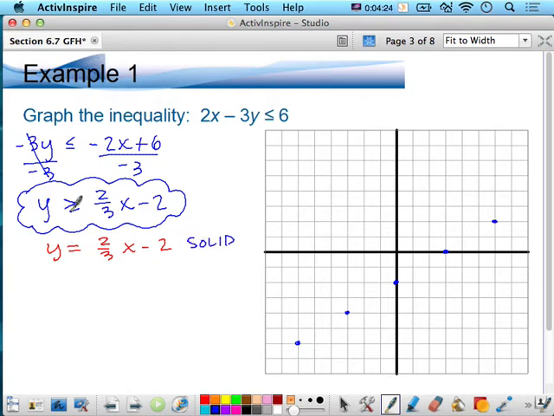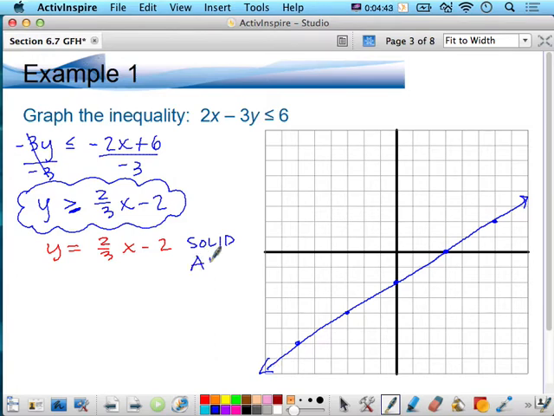Because it's greater than or equal to. It's that symbol right there, that line underneath it, that tells us it's solid. So we connect that with a solid boundary. In this case, it's a line. And then we have to decide whether to shade above or below the line.